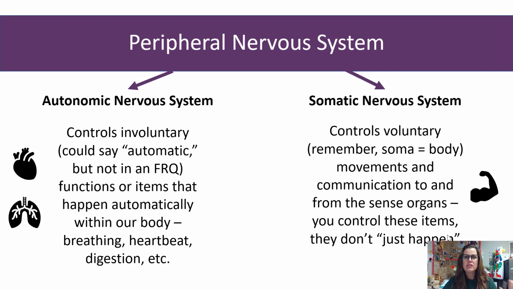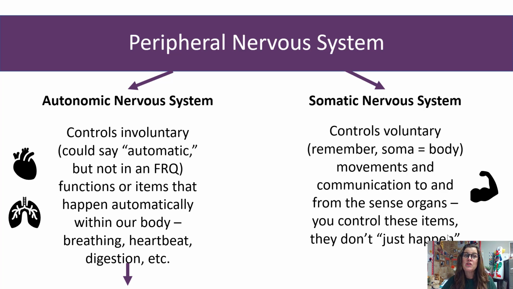And the somatic nervous system controls your voluntary movements and communication to those sensory organs, because things don't just happen, okay? You have to have a message sent in order for some type of action to take place. So autonomic and somatic nervous systems, those are part of the peripheral nervous system.